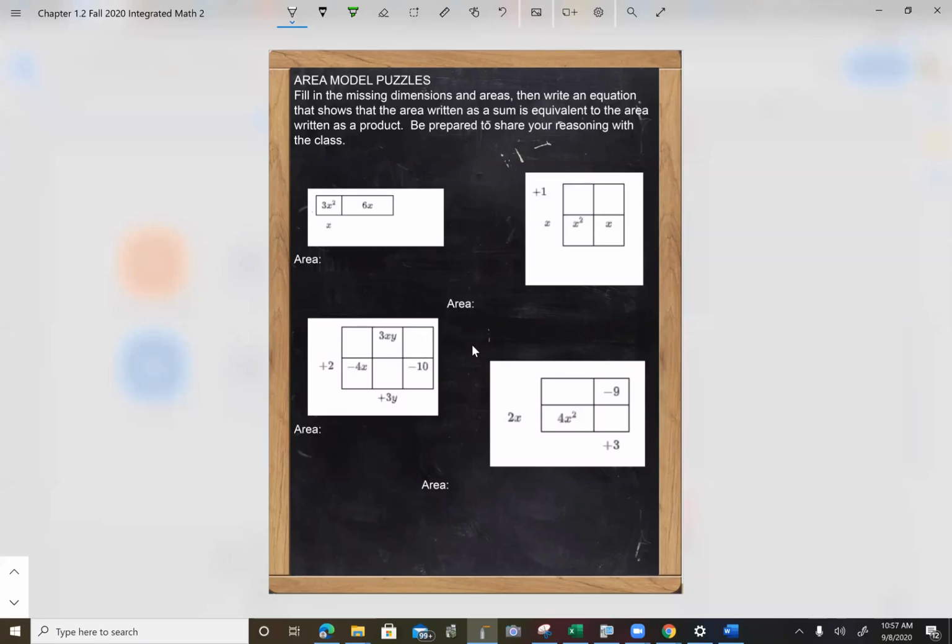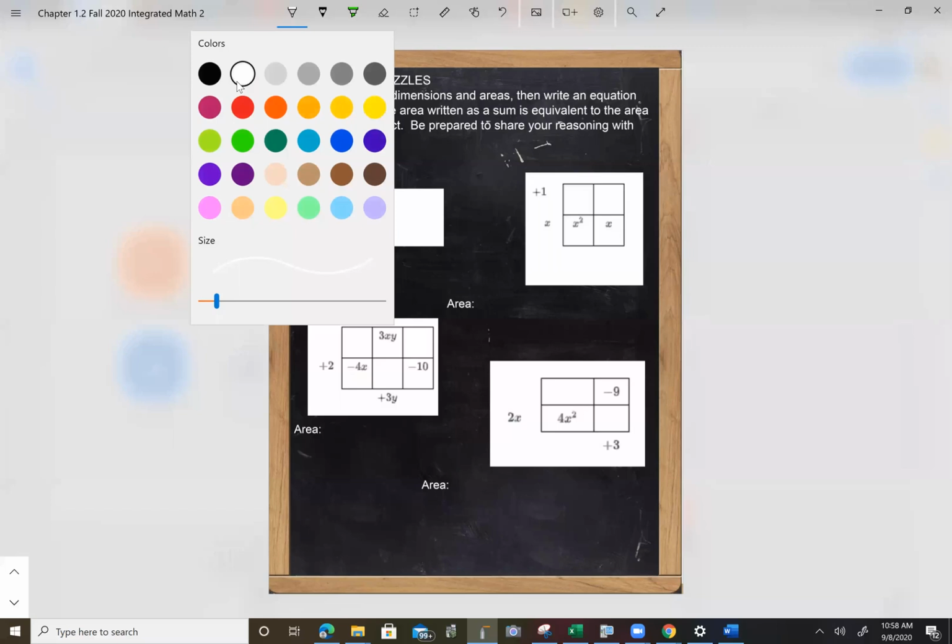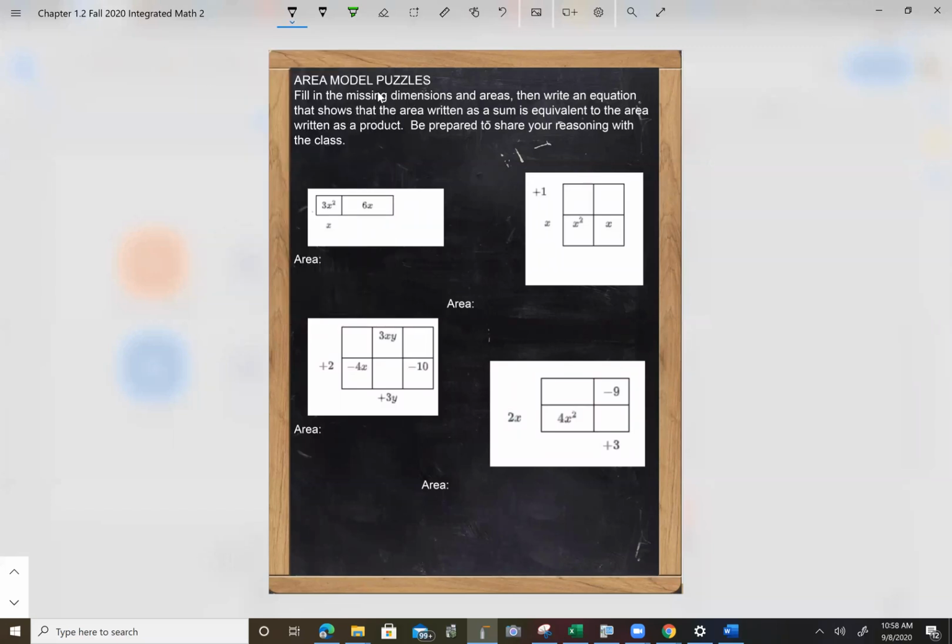Alright, you guys. So taking what we've learned, or what we started learning using our area models, we're going to take it up to the next level now so that our actual rectangles don't have to look just like the area or just like the algebra tiles that we would use to create them. So what these little puzzles are looking at is to write an equation that represents the area written as a sum is equivalent to the area written as a product, okay, using the area models below.